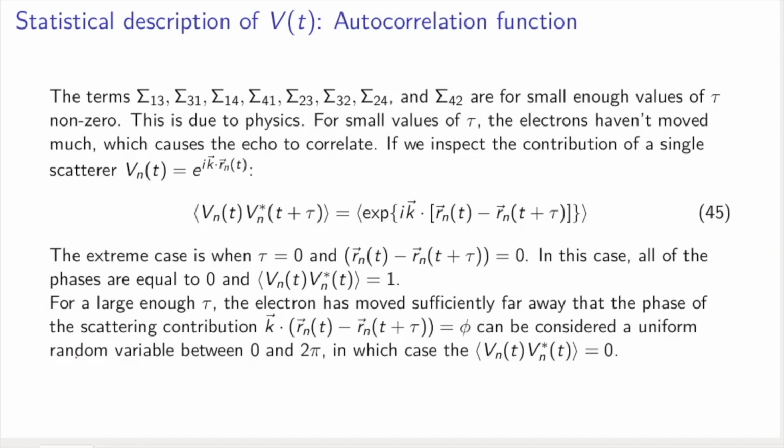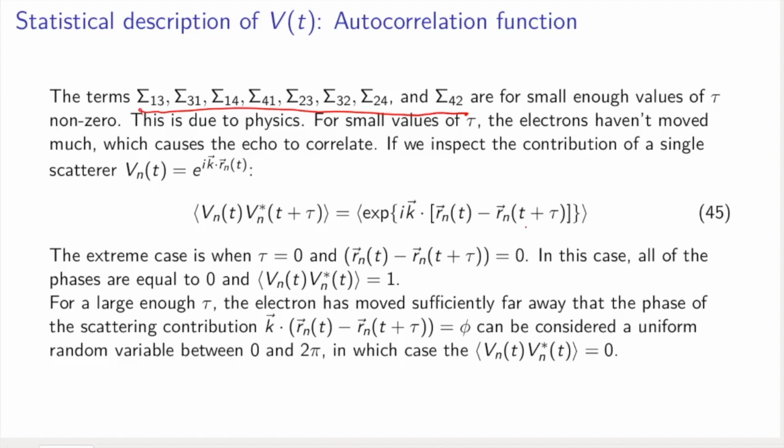The remaining 8 non-diagonal elements of the joint distribution are terms that contain information about temporal correlations within the scattered signal. For small enough values of tau, these elements are non-zero. This is due to physics. For small enough values of tau, the electrons have not moved much, which causes the echo to correlate.